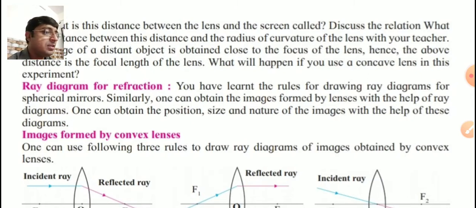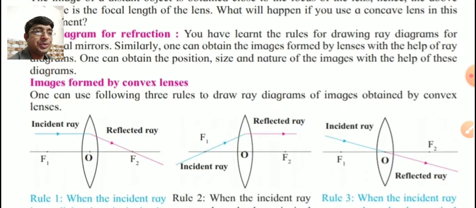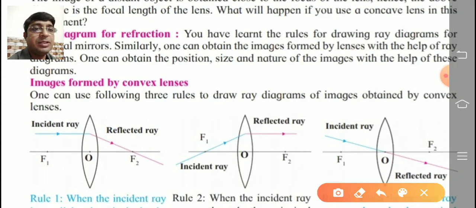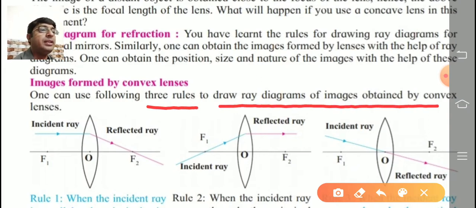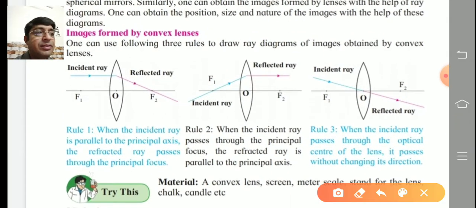So your question is asked: define what a ray diagram is. Try to find the answer from the previous standard textbook. Here a 3 mark question is asked on the next topic, images formed by convex lens. What are the rules used to draw the ray diagrams of images obtained by a convex lens? The question is here: what are the rules used? 3 rules are used to draw the ray diagram of images obtained by convex lenses. The diagram with each rule is given here. What is the first rule?